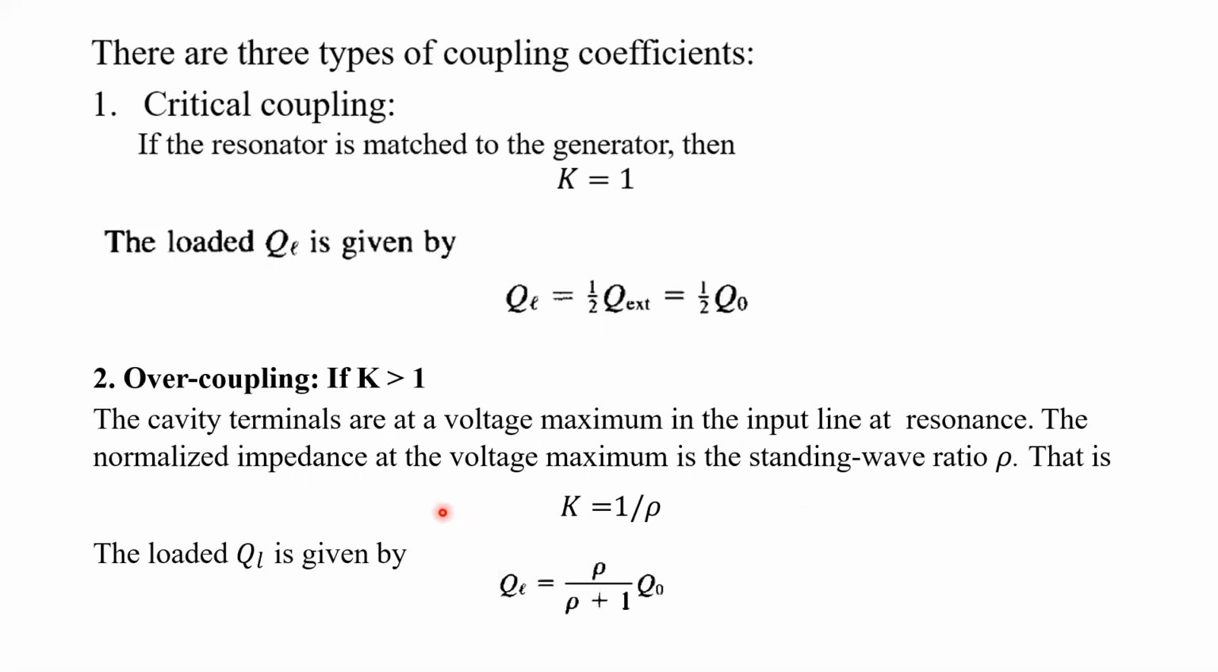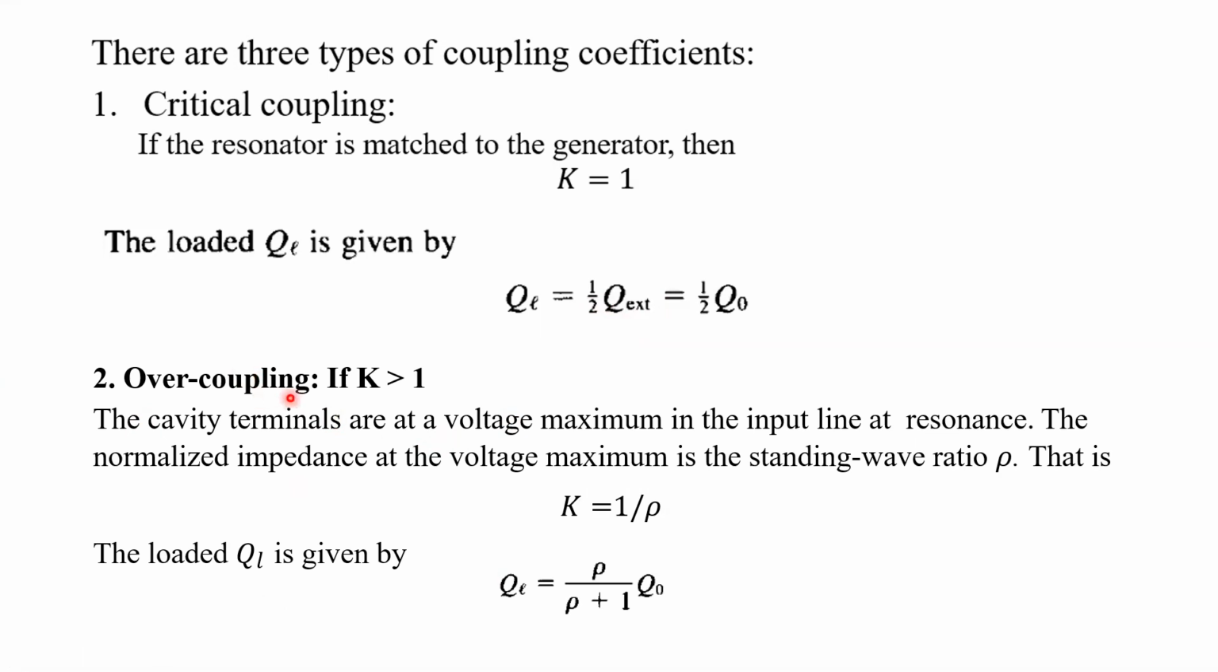There are three types of coupling. The first one is critical coupling. If the resonator is matched to the generator, then K is equal to 1. The loaded QL is given by QL equal to 1 by 2 into Q external, which is equal to 1 by 2 Q naught.